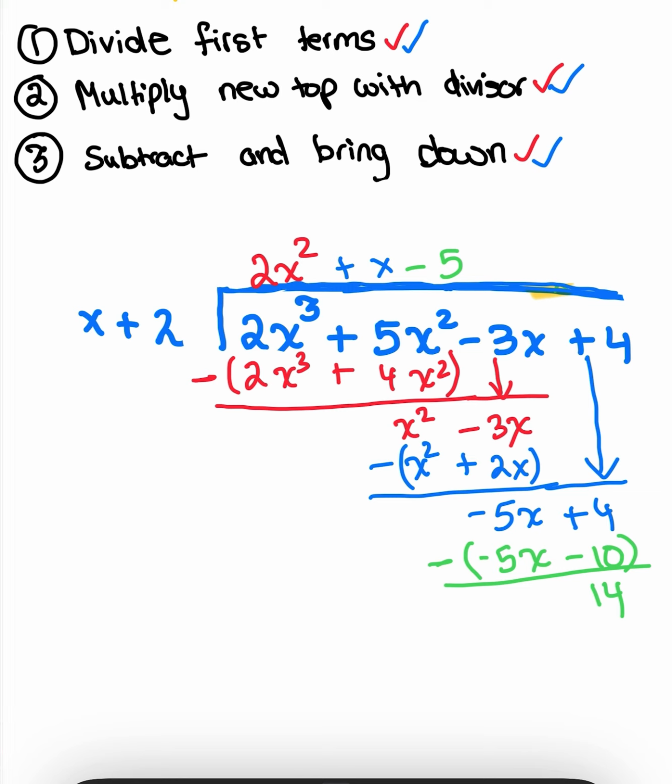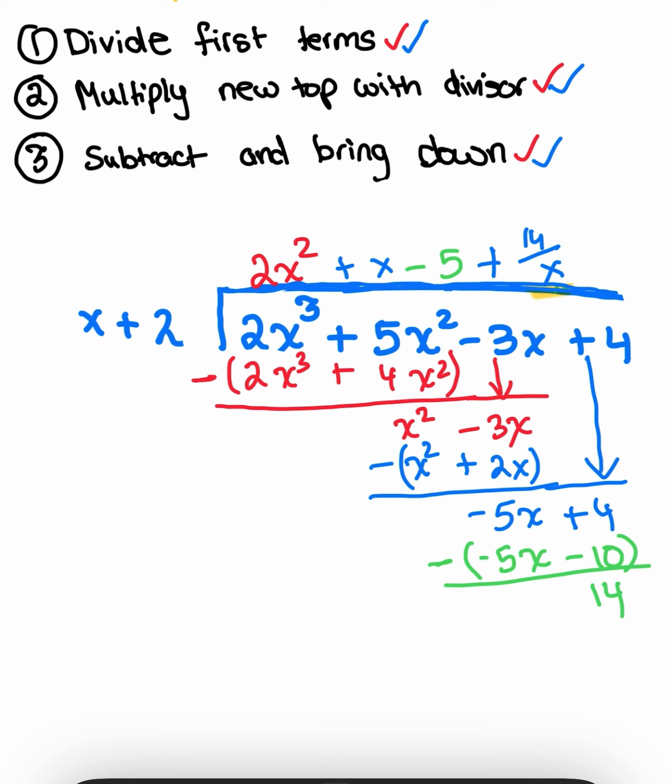Now, we have reached our constant. When you are left with a plain number, with no x's, no variables, nothing, that means you're very close. And you do one last step, which is you divide the first terms, okay? So we're going to take 14, we're going to divide it by x. That does not divide nicely. So you know you are done. However, you do need to put this piece at the top still. And you are done, my friend, okay?